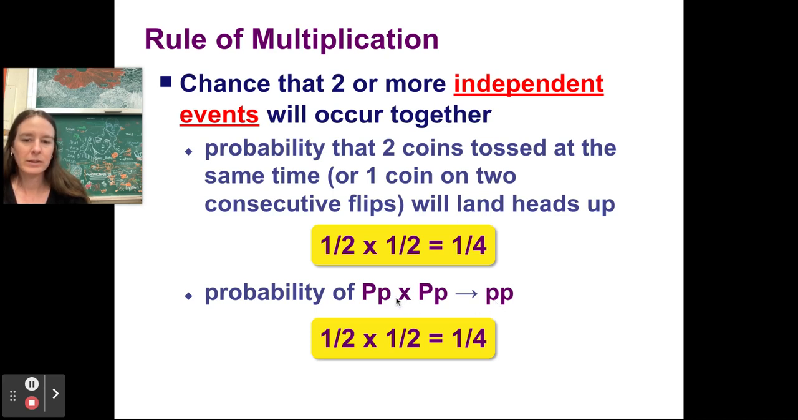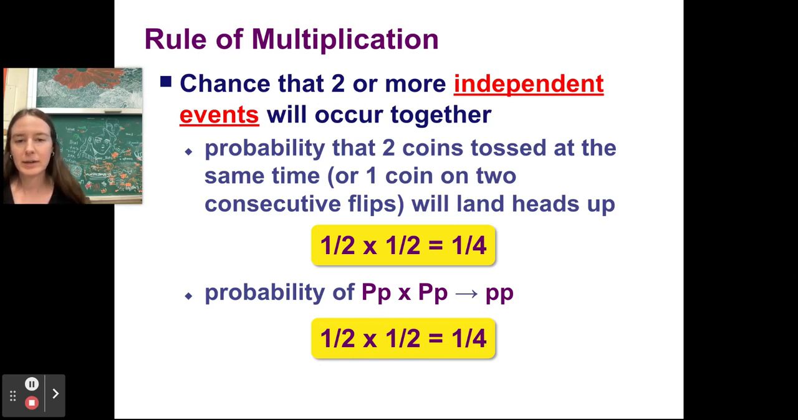Now, let's start with the first parent. What's the probability that this parent is going to donate the little p allele to the offspring? The chances are 50%, right? 50% chance that they're going to give the little p. And what's the probability that the other parent, parent 2, will donate the little p allele? It's 50%. So when we're looking at this, it's the probability that parent 1 will donate a little p, and the probability, so multiply, that the second parent will donate the little p allele equals 1/4.